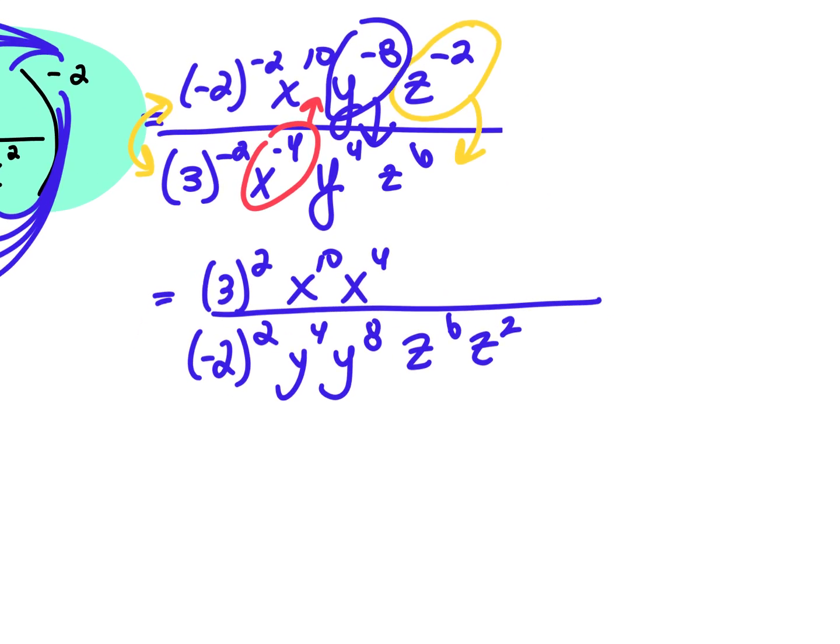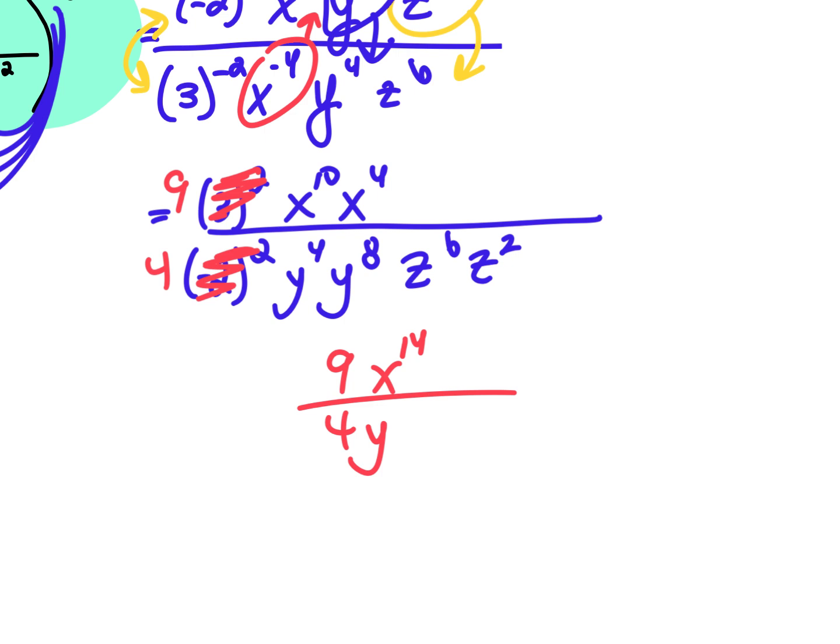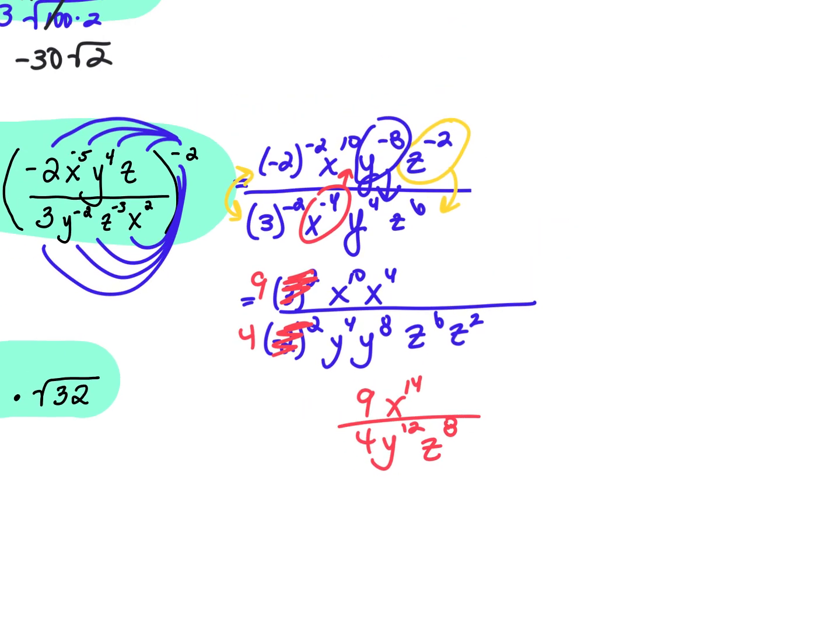Let's simplify. What is 3 squared? 9. What is negative 2 squared? 4. Okay. So I have 9 over 4. I have same bases, and I'm multiplying. So this becomes x to the what? 14th. Good. I rewrite my y. This becomes y to the what? 12th. And then I rewrite my z's, and that becomes z to the 8th. Perfect. That problem is not hard if you take your time and go step by step. If you try to do too much in one step, you're going to get yourself confused, 100%. So just take your time. Use as much space as you need.